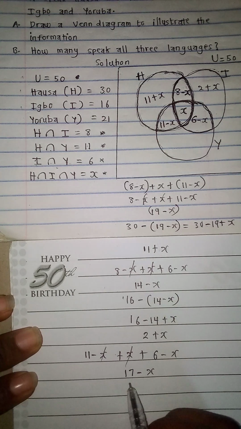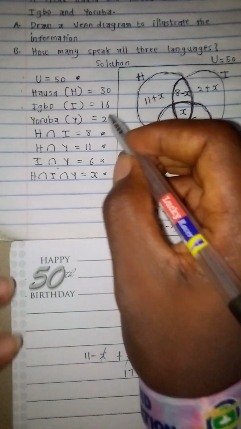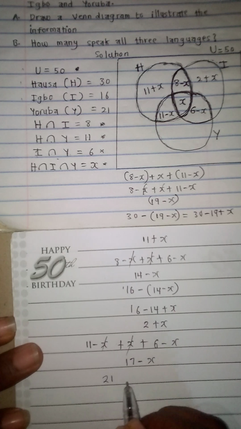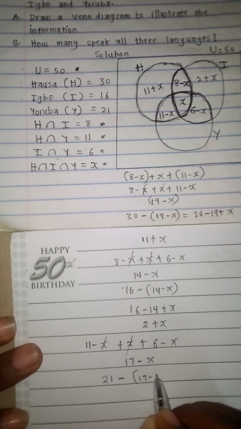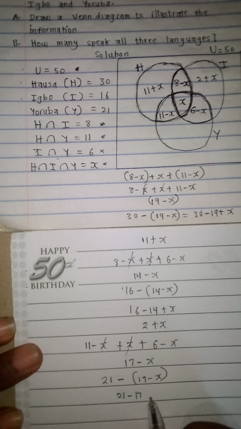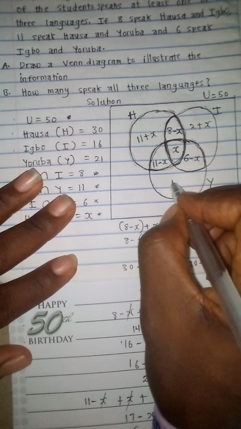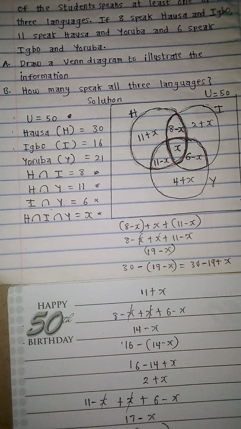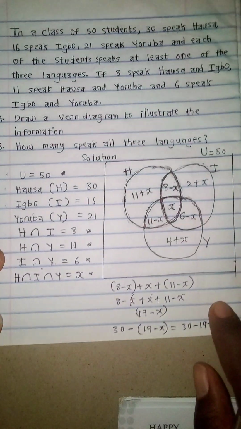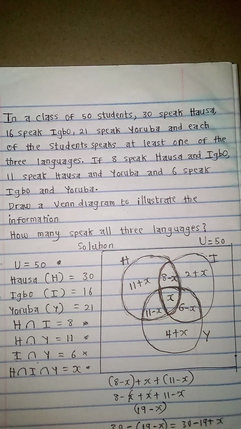Now, 17 minus x, we have to take it away from the total of Y. The total of Y is 21. So we say 21 minus, use your brackets, 17 minus x. So 21 minus times 17, minus times minus x plus x. 21 minus 17 is 4. So we'll be left with 4 plus x. I hope this is clear. So we'll be writing 4 plus x in our Venn diagram. Now our Venn diagram is making sense. I hope you can see this. So this is how to fill in your 3-set Venn diagram.